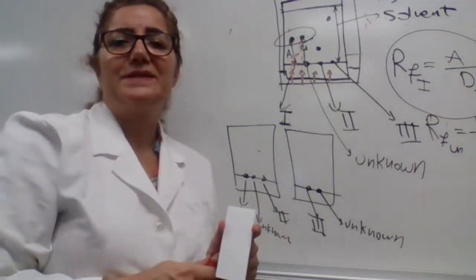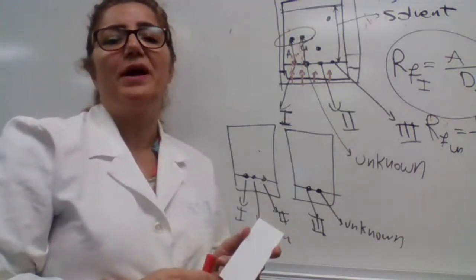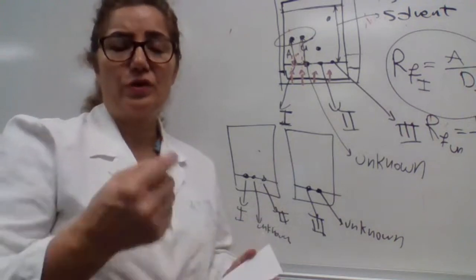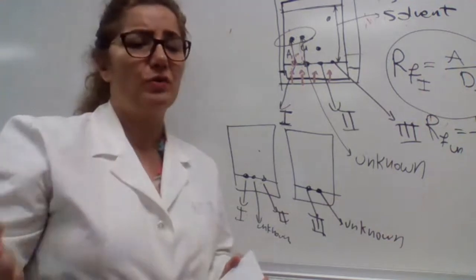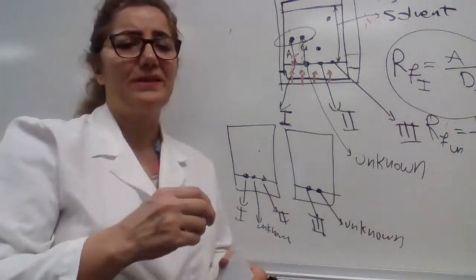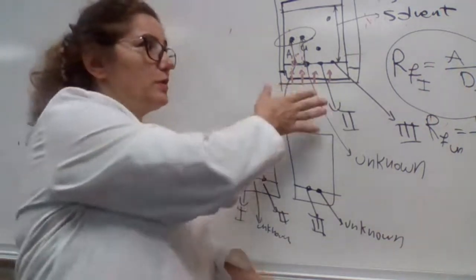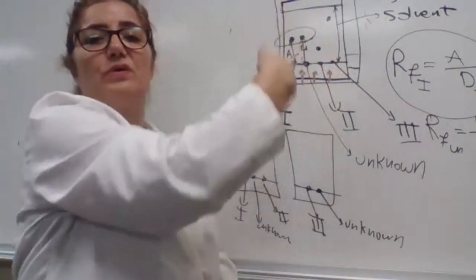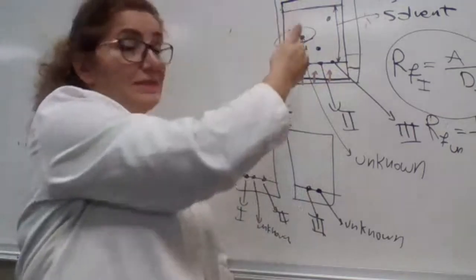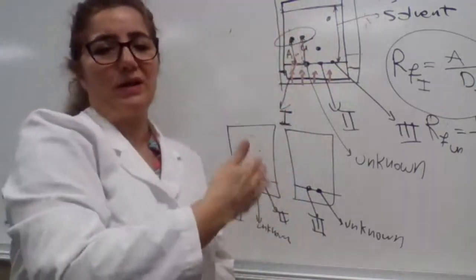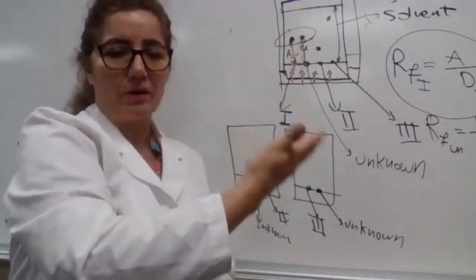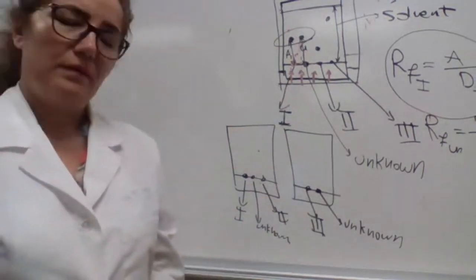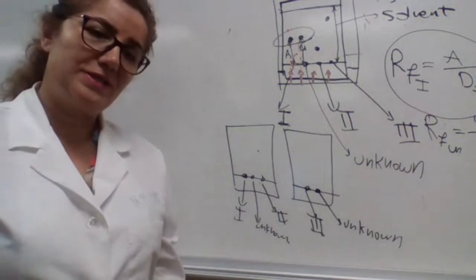If the RF is the same, then they have the same identity. Yes, exactly. Very good. If the RF value for your unknown is the same as one of the known samples, then the identity is the same because you were treating both under similar conditions. So the same distance would be traveled by the unknown and the identical compound. They would be the same. Any questions here?